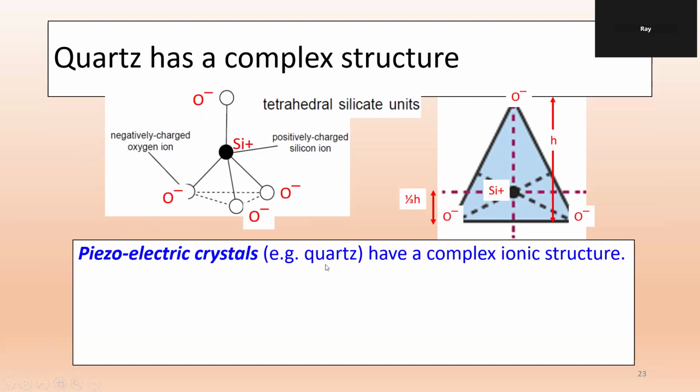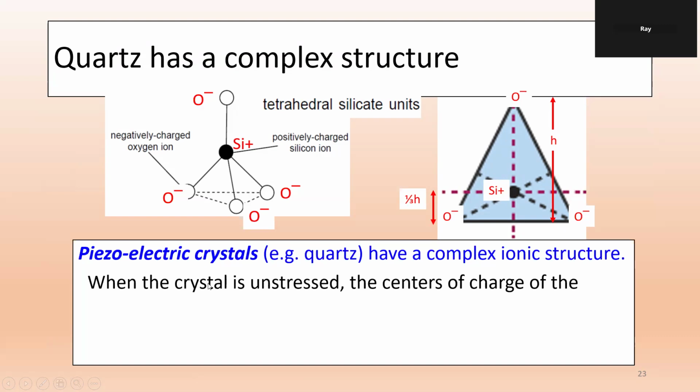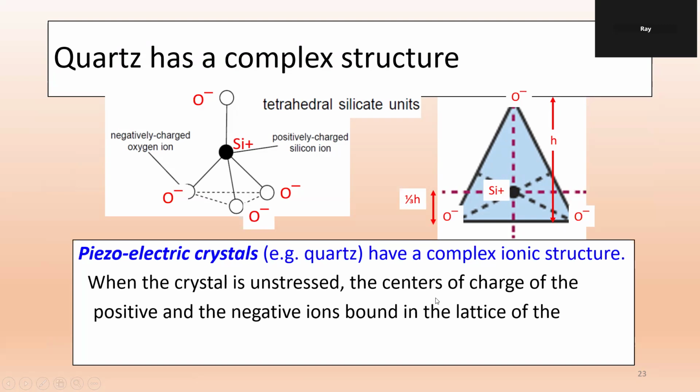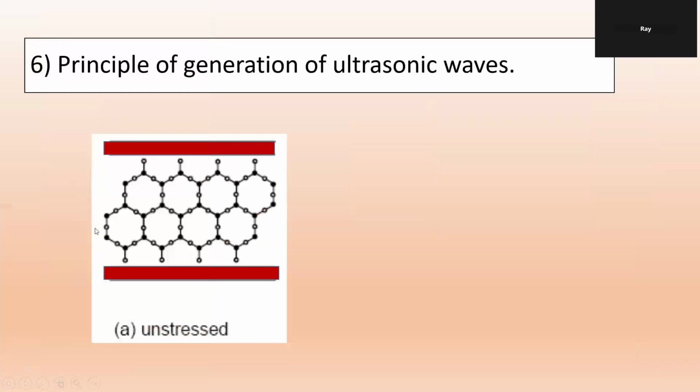A piezoelectric crystal, for example quartz, has a complex ionic structure. Oxygen ion. When the crystal is unstressed, the centers of charge of the positive and negative ions bound in the lattice of the piezoelectric crystal coincide. This is unstressed.